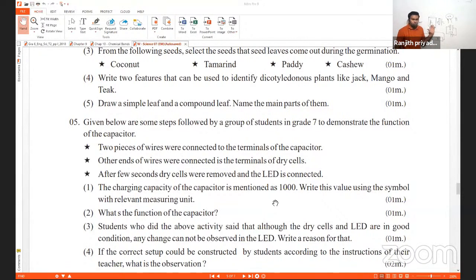This could also be nanofarad or millifarad, so the way this question is asked is not very fair. You can understand, because 1000 could be microfarad, maybe picofarad, nanofarad may be there. Okay.